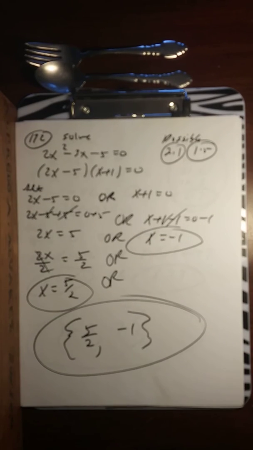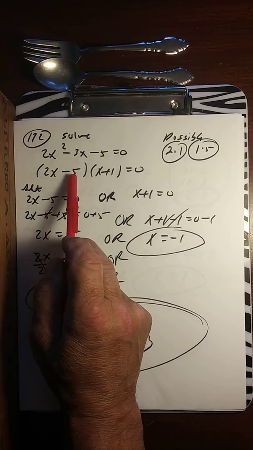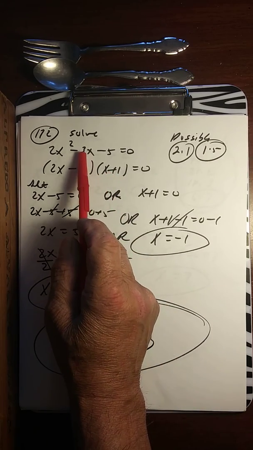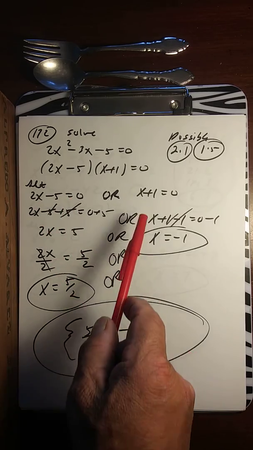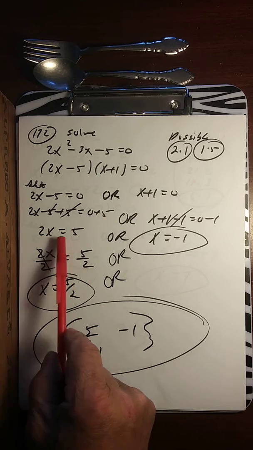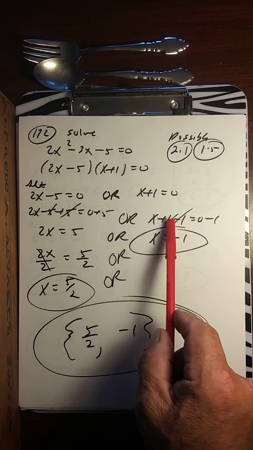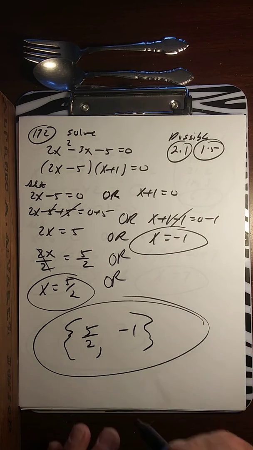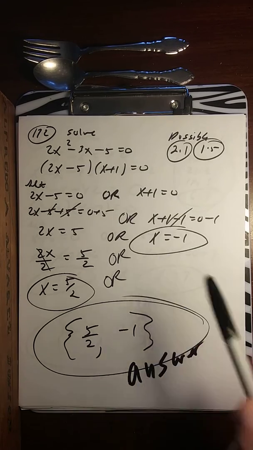This one, my guess is it's going to be this. So 2x times x is 2x squared. That turns out negative 5. And then the middle part, that's going to be 2x minus 5x. Is that negative 3x? Yes. So this is correct. So now 2x minus 5 equals 0. Or x plus 1 equals 0. So add 5, then divide by 2. So x equals 5 over 2. And this one minus 1, so x equals negative 1. So the answer is 5 over 2. And the other one is negative 1. So here's our answer. 5 over 2 and negative 1.